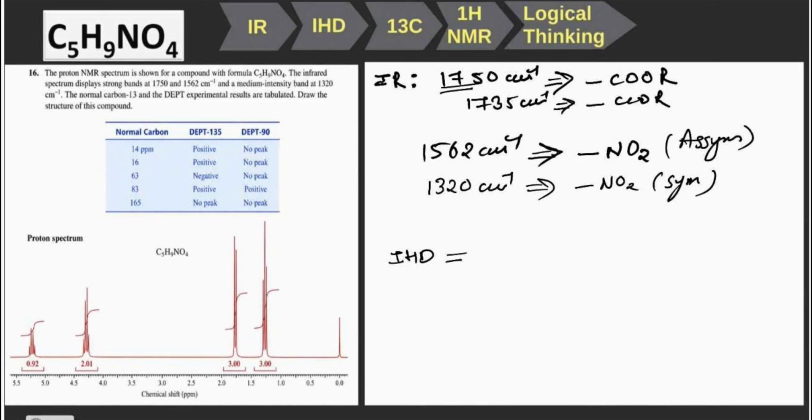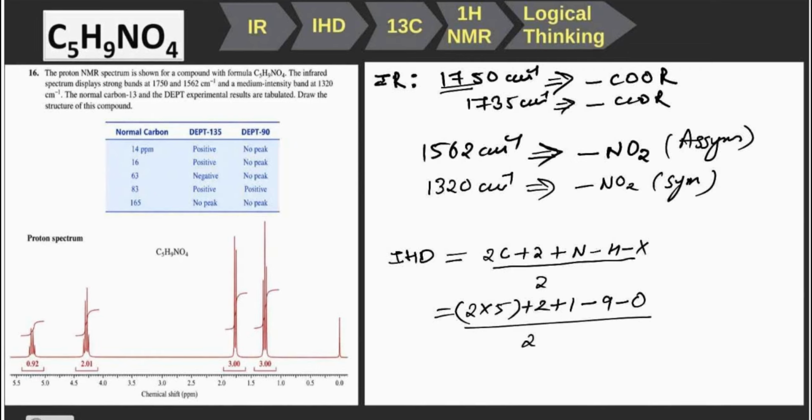Now we will calculate the index of hydrogen deficiency. The formula is (2C plus 2 plus nitrogen minus hydrogen minus halogen) divided by 2. How many carbons are there? 5 carbons, so 2 times 5 plus 2. How many nitrogens? 1. Minus hydrogens, which are 9, halogen 0, divided by 2. So this molecule has 2 degrees of unsaturation. One degree of unsaturation you can assign to the ester group, and the other to the nitro group, right?